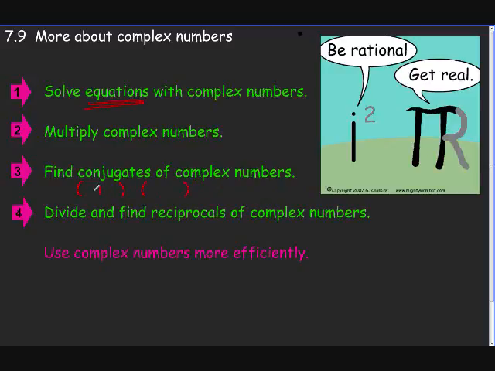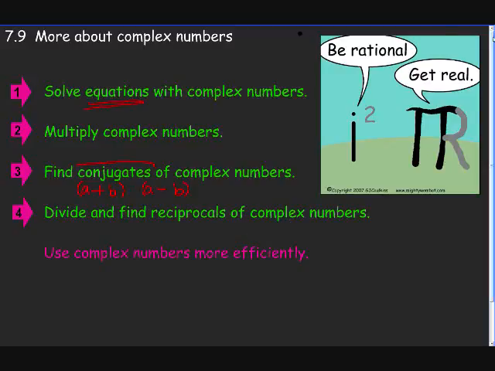We have a sum and a difference. As long as the first term in the binomial and the second term in the binomial are identical, a sum and a difference, that is what we're talking about when we say conjugate. Finally, the most interesting part of today, and the most challenging, is to find the reciprocals of complex numbers.